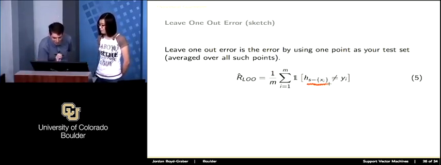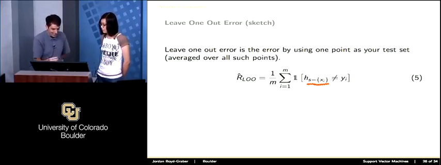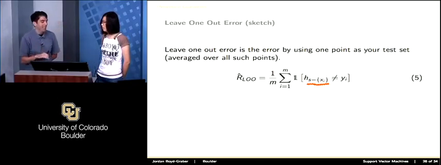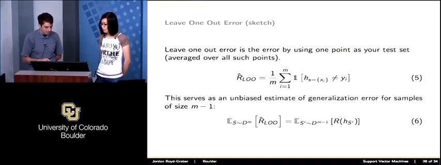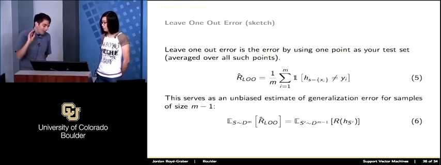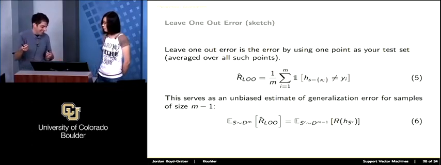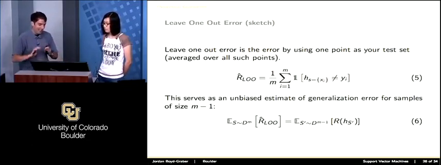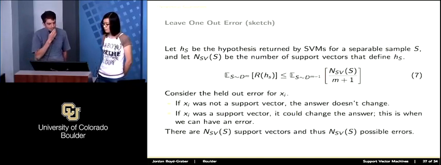Okay, so that's what this notation means here, that we're going to classify just on a single point i and see whether we're right or not. And so we have this test set of size 1, and we do this m times, for each point in our data set, and then we see what our average error is. And so it's not too hard to see that this is an unbiased estimate of the generalization error because you are using it as a test set. This gives us some notion of how well we'll do on test data.